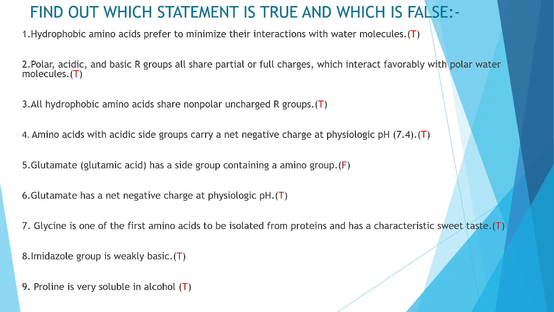Glutamate has a side group containing alpha amino group, and this is false because glutamic acid is an acidic amino acid. Then glutamate has net negative charge at physiological pH. This is true. Glycine is one of the first amino acid to be isolated from proteins and has a characteristic sweet taste. This is true. Imidazole group is weakly basic. This is also true. And proline is very soluble in alcohol.